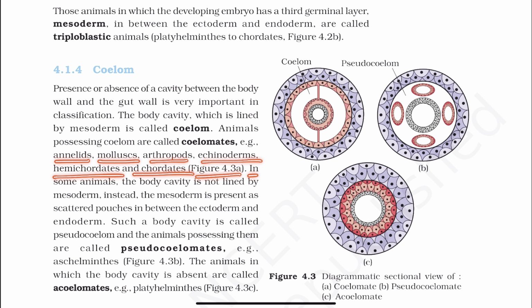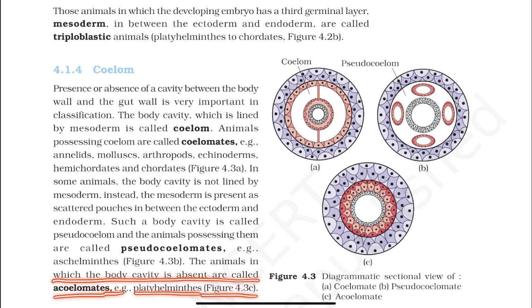Figure 4.3. In some animals, the body cavity is not lined by mesoderm. Instead, the mesoderm is present as scattered pouches in between the ectoderm and endoderm. Such a body cavity is called pseudocoelom, and the animals possessing them are called pseudocoelomates. Example: Aschelminthes. Figure 4.3b. The animals in which the body cavity is absent are called acoelomates. Example: Platyhelminthes. Figure 4.3c. Figure 4.3 Diagrammatic sectional view of A. Coelomate, B. Pseudocoelomate, C. Acoelomate.